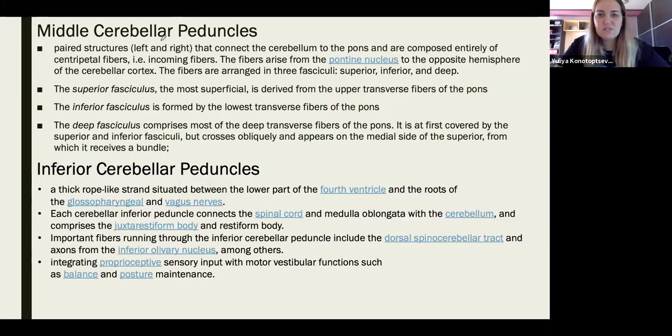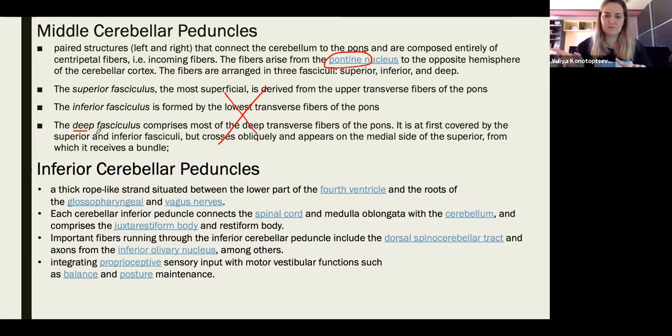Okay, middle cerebellar peduncle, we have said that it has something to do with the pons. We have talked about that this is the biggest peduncle out of the 3. So it possesses 3 tracts. You don't have to know this information right here, you have to know that there are just 3 of them. They're called superior, inferior, and deep tracts. These tracts are just traveling between cerebellum and pons.